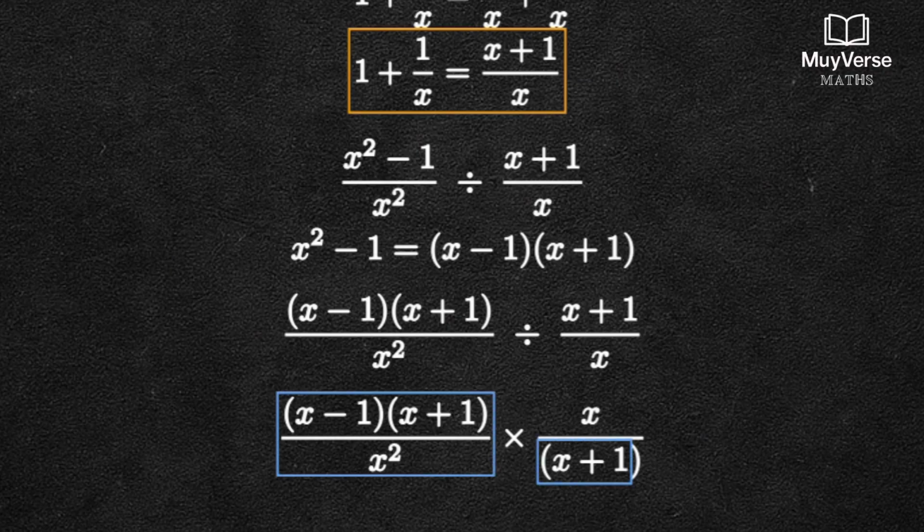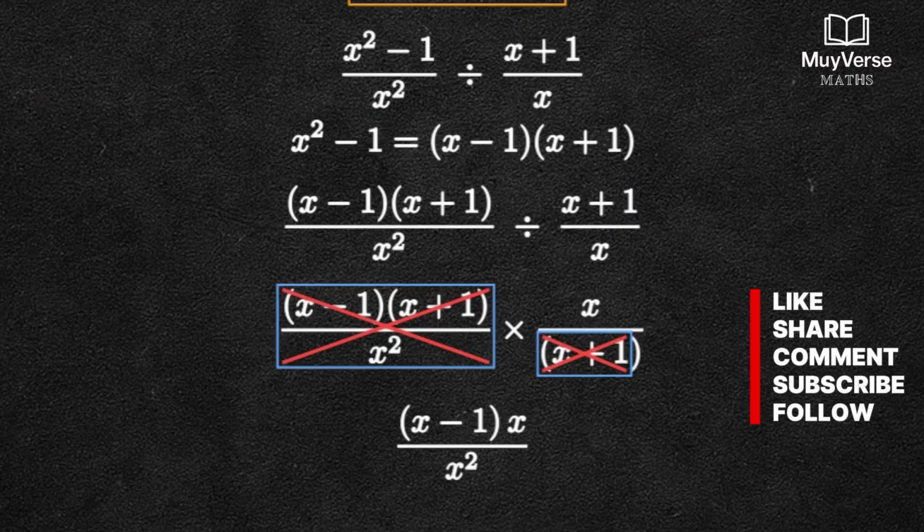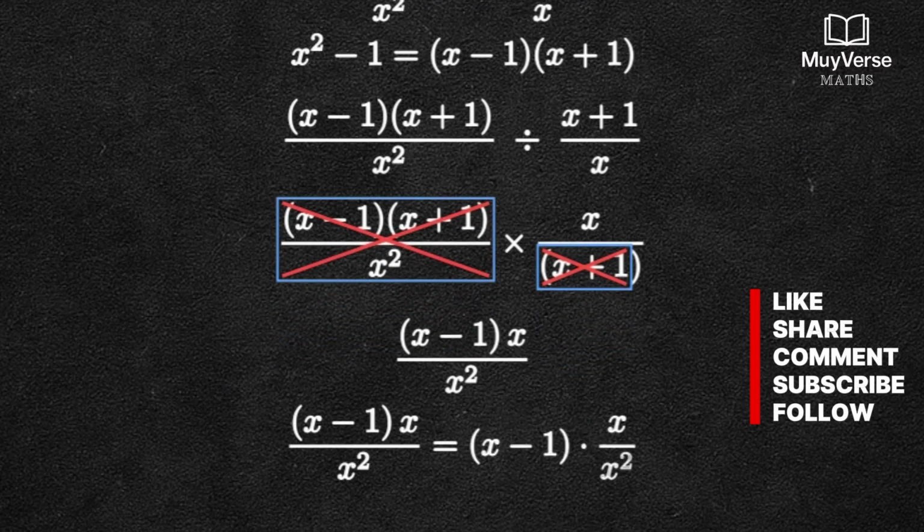Step 4. Cancel the common factor, x plus 1, from numerator and denominator. After cancellation, we get x minus 1 times x over x squared. Step 5. Simplify the remaining x terms. Write it as x minus 1 times x over x squared.